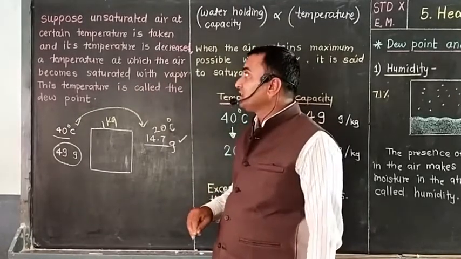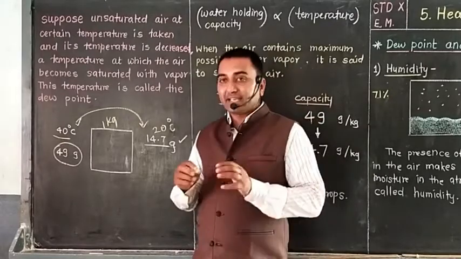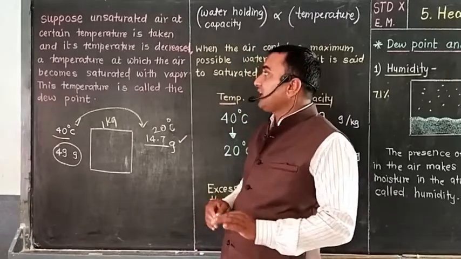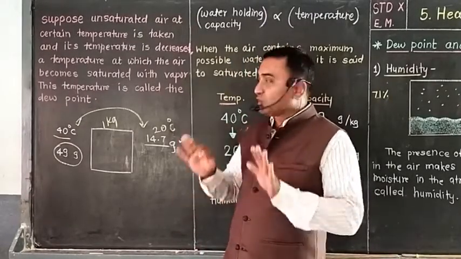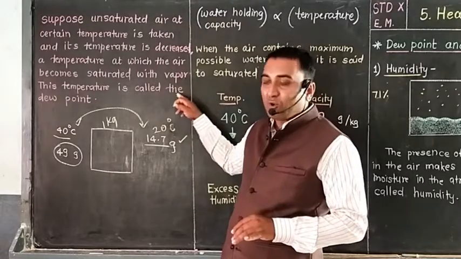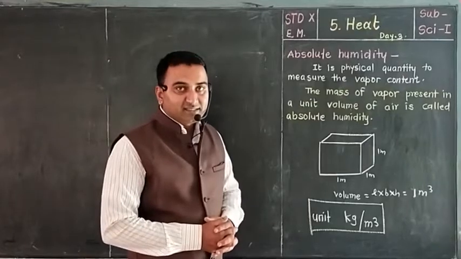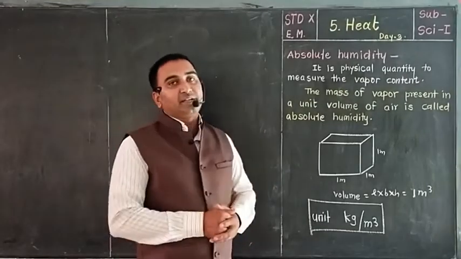So what is dew point? An unsaturated air block at a certain temperature is taken and its temperature is decreased. Then the temperature at which the air block becomes saturated with the vapor, that temperature is called the dew point. After discussing this part, we are moving to the next part, that is absolute humidity.